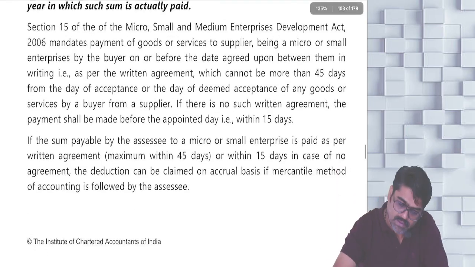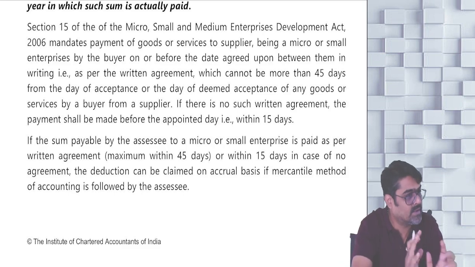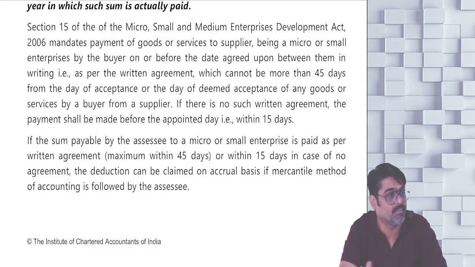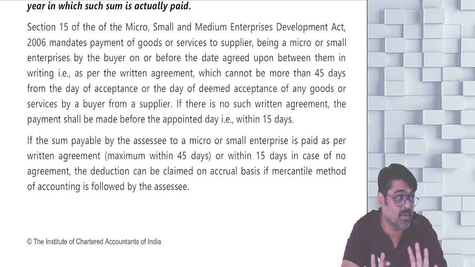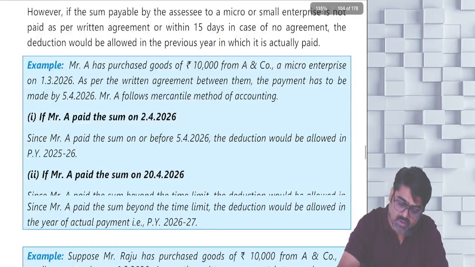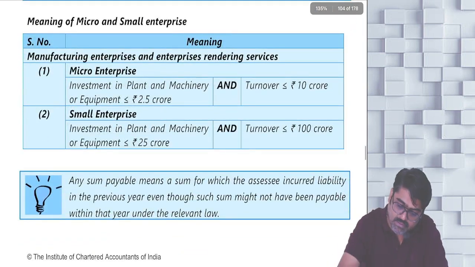Simple. So now section 15 says that if the sum payable by the assessee to a micro or small enterprise is paid as per a written agreement, then as per the period given in the written agreement, but which cannot be more than 45 days. If the period given in the agreement is only 30 days, then 30 days or 45 days, whichever is lower, payment should happen within 30 days. If in the agreement the period given is 60 days, so 60 days or 45 days, whichever is lower, the period cannot be more than 45 days. And if there is no agreement, then within 15 days. Yes or no?